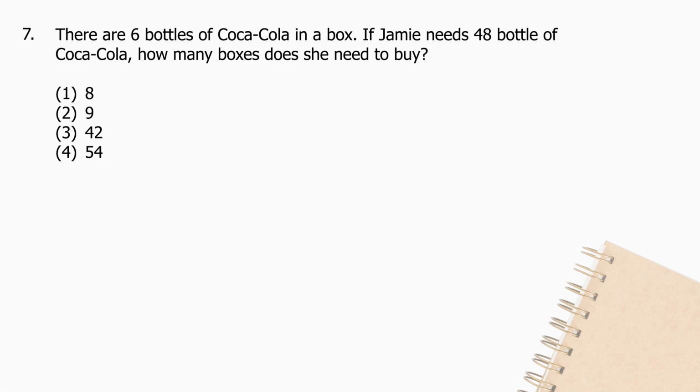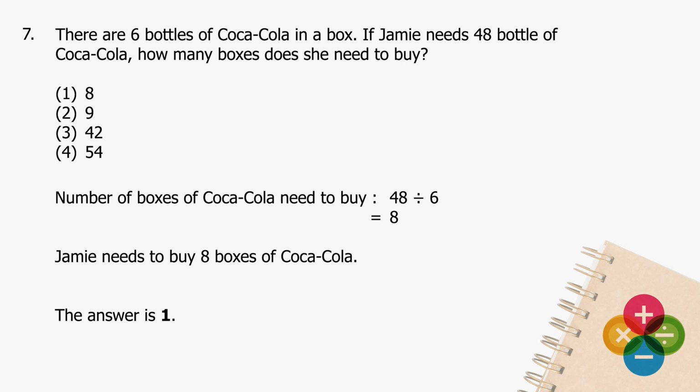Question 7. There are 6 bottles of Coca-Cola in a box. If Jamie needs 48 bottles of Coca-Cola, how many boxes does she need to buy? The number of boxes will be, divide 48 by 6, and the quotient is 8. Jamie needs to buy 8 boxes of Coca-Cola. The answer is 1.